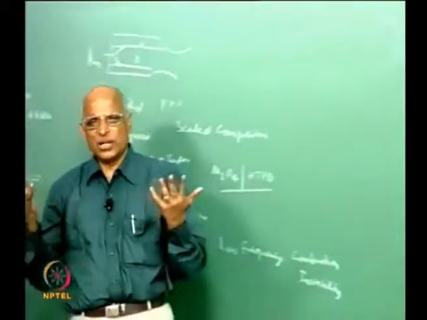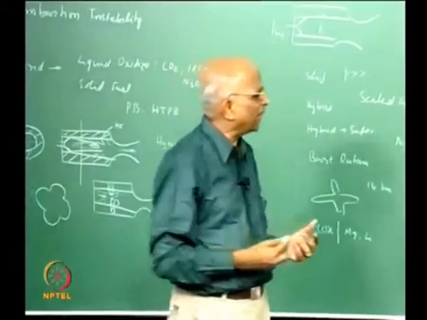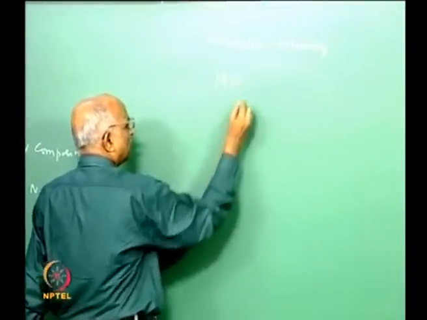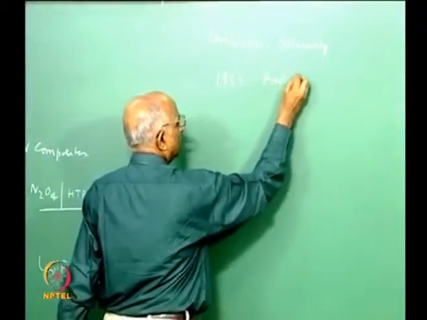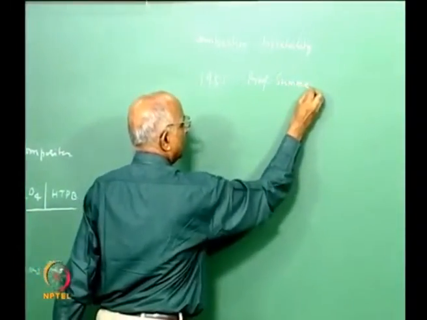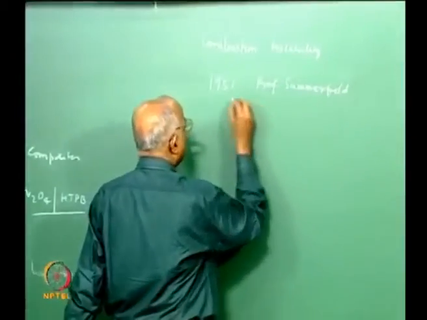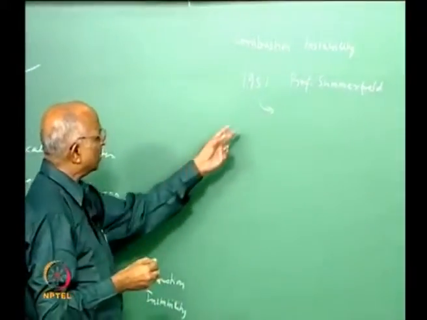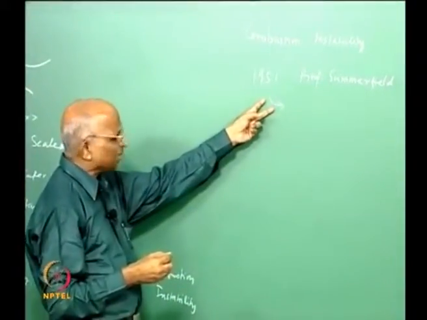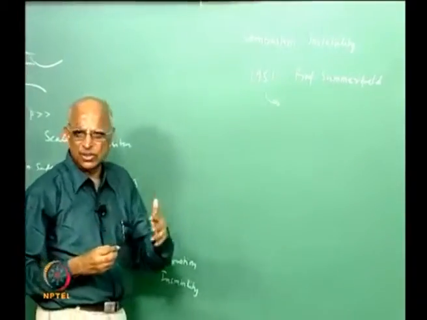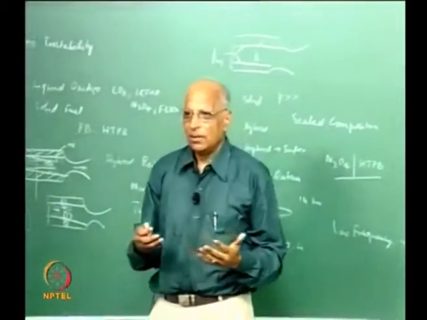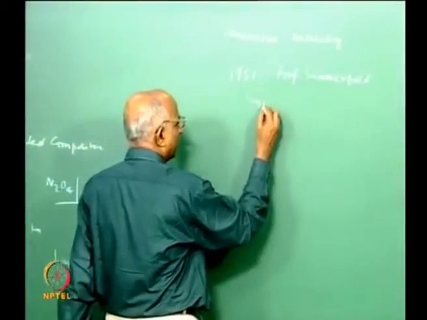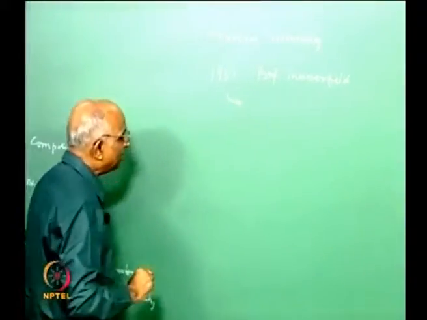Maybe I will start with a very small example, and this example is not mine. This example was given in 1951 by one Professor Summerfield. He was at Princeton, and he published a paper in 1951 in, I think, the Journal of Rockets and Aircrafts or something like that. It was a journal which came much before the AIAA journal started coming. In this paper he gives an example.